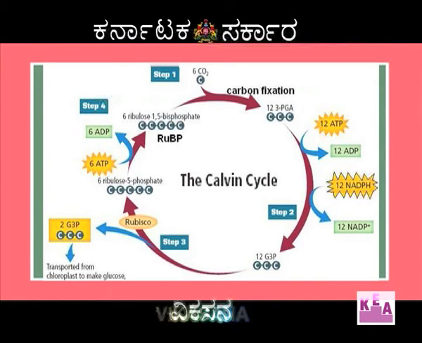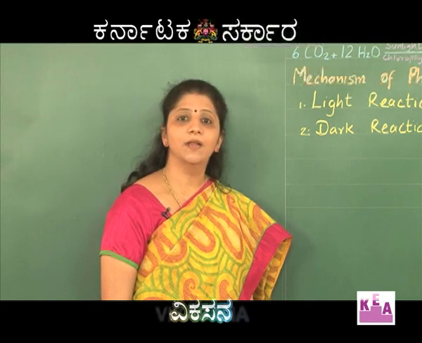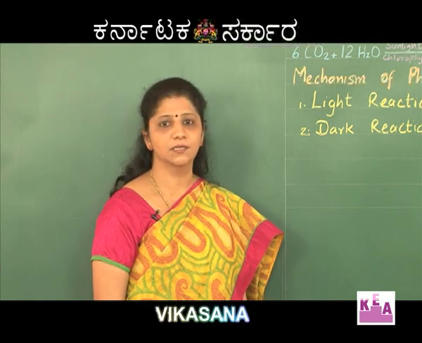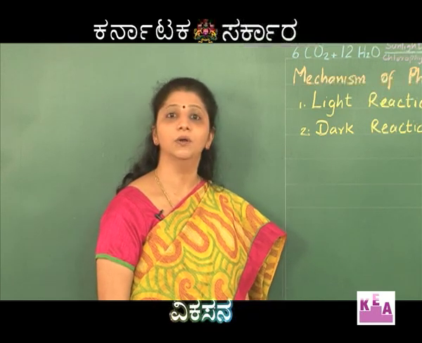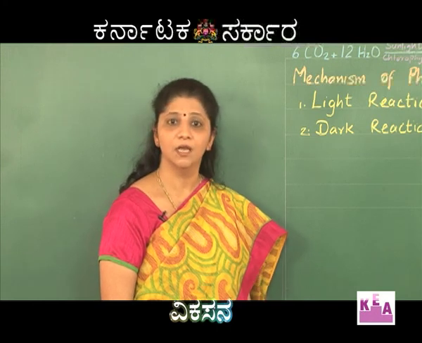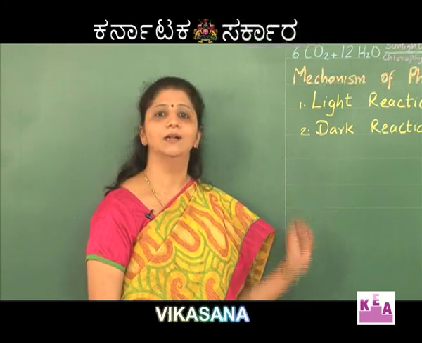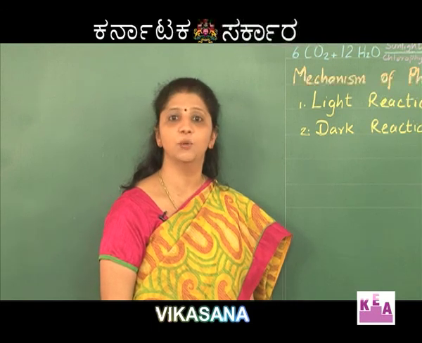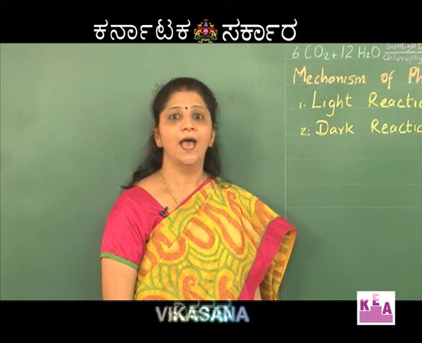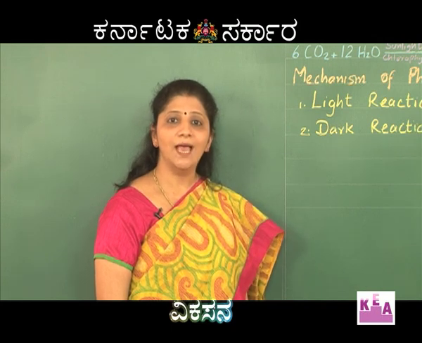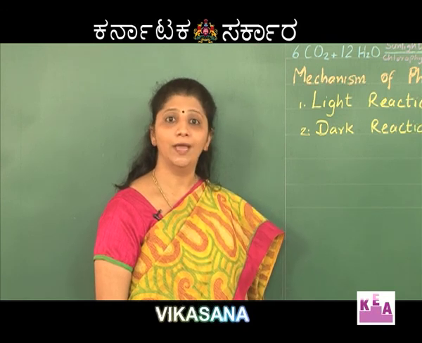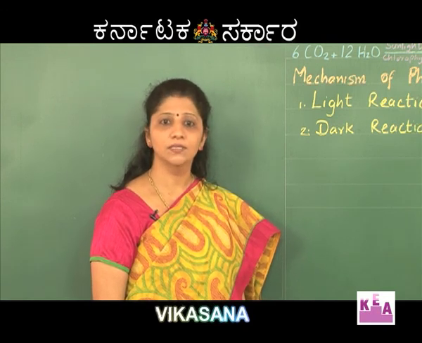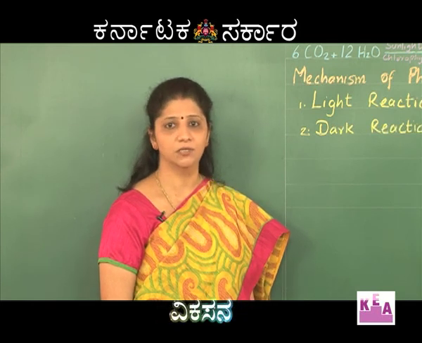The dark reaction is actually the biochemical phase, and the dark reaction takes place in the stroma of the chloroplast. I would have mentioned that the light reaction is taking place in the grana or the thylakoid membranes of the chloroplast. Once again I am stressing that the dark reaction is taking place in the stroma of the chloroplast. And in the dark reaction, using the assimilatory power ATP and NADPH2 or NADPH, the carbon dioxide is reduced to carbohydrate.